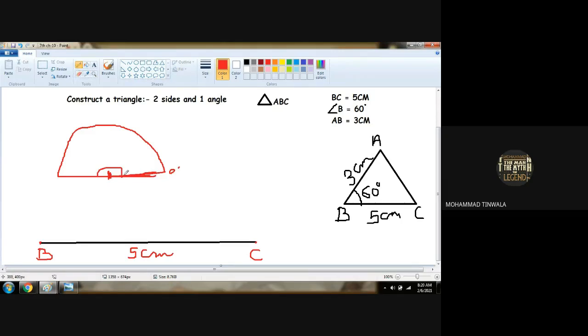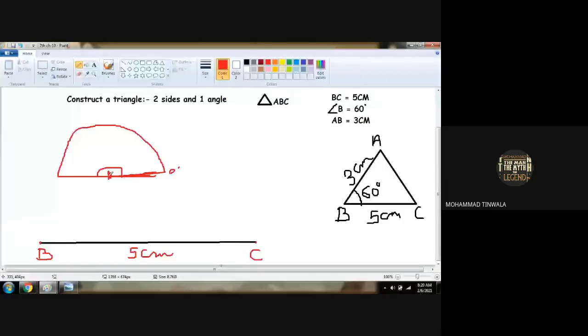If the angle is at C, then we use this side. Are you getting it? But in this case we are placing B from here. So if we place the protector from here, we have to measure 0 degree to 60 degree. So 60 degree will come somewhere here.